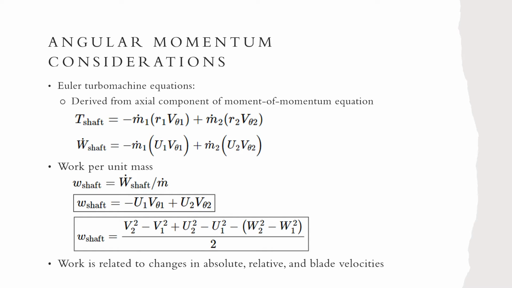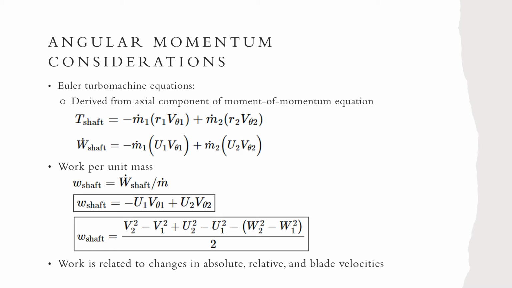The equation for shaft torque is also called the Euler turbomachine equation. The Euler turbomachine equation is derived from the axial component of the moment of momentum equation. We can multiply both sides of the Euler turbomachine equation by angular velocity to get it in terms of shaft power or shaft work. If we want the work per unit mass, we simply divide the shaft work by the mass flow rate.